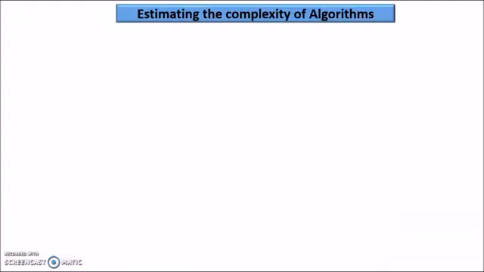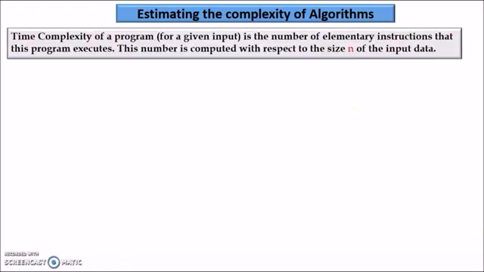Very, very important. To estimate the complexity of an algorithm, that is the time complexity, we are not going to see the space. The time complexity of a program for a given input is the number of instructions that this program executes. This number is computed with respect to the size n of the input data. This is how we are going to do it.